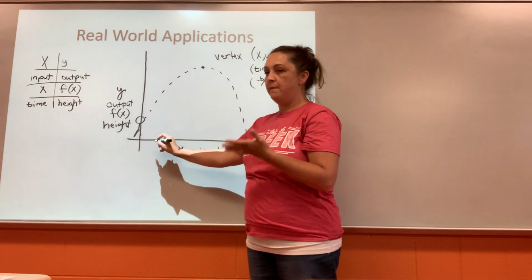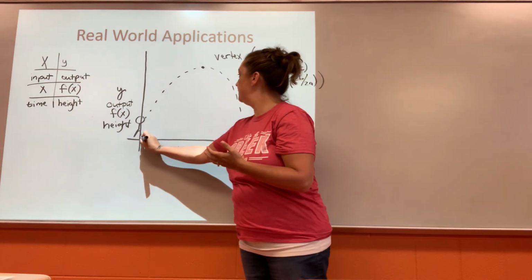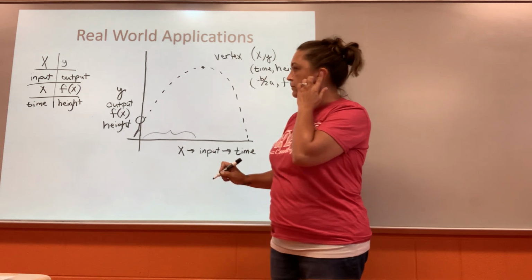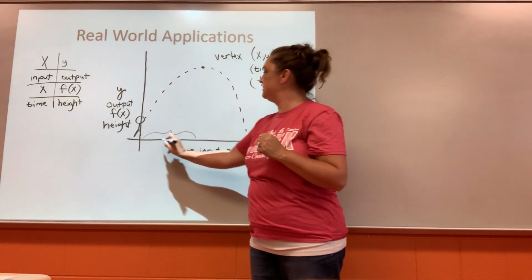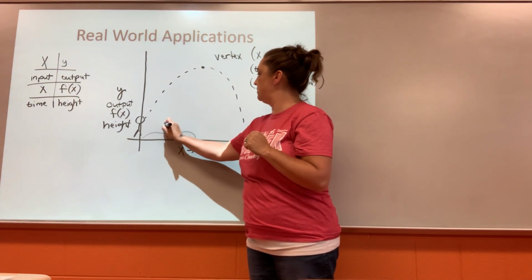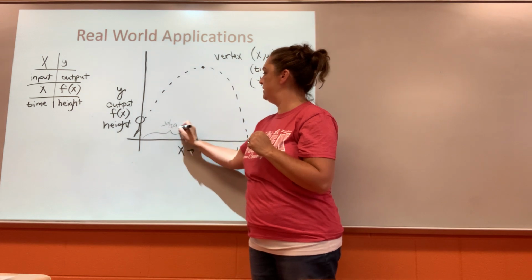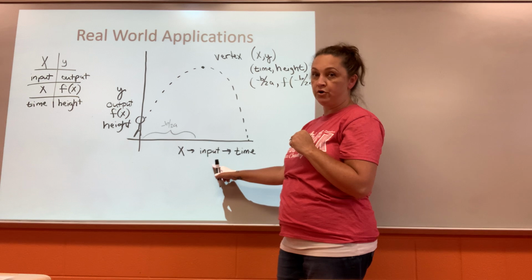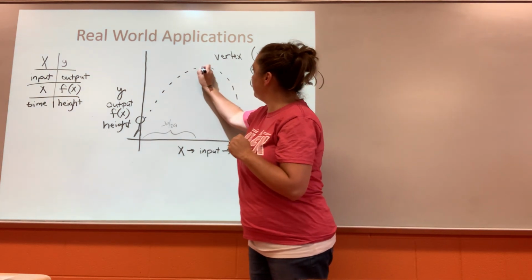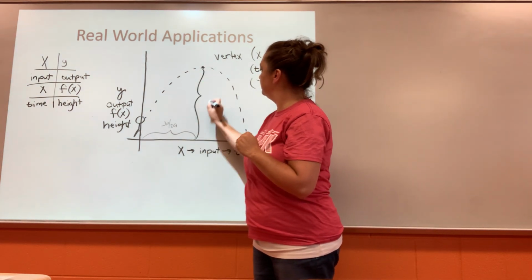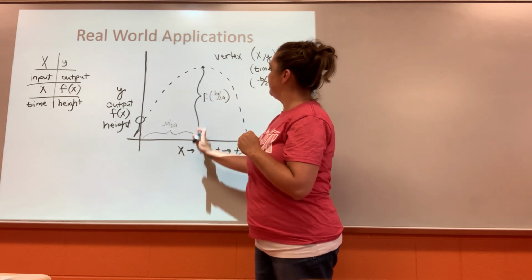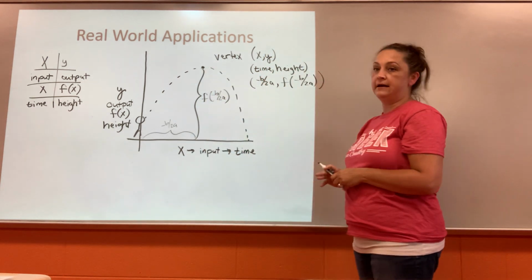So when we put in opposite b over 2a, that gives us the x value of our vertex. That tells us how far over to go. So opposite b over 2a is your x value at your maximum or your minimum height. And then when you plug that back in, that gives you the actual height at that time.